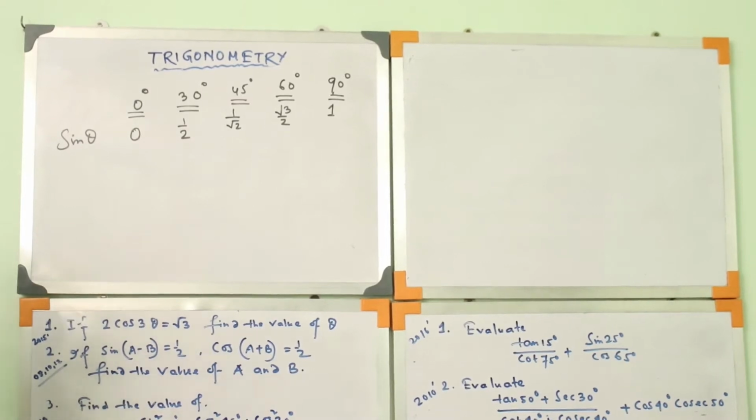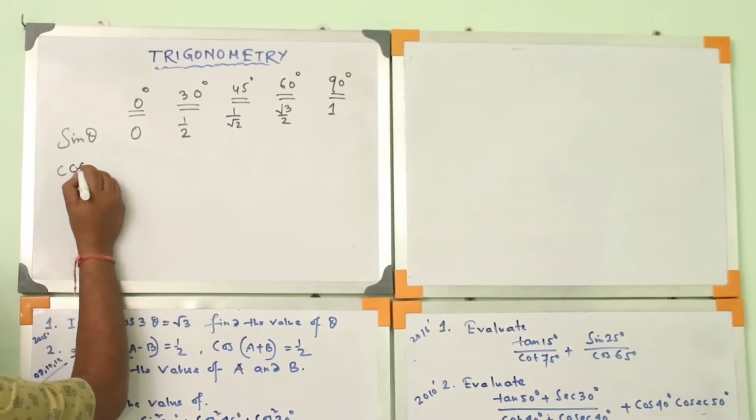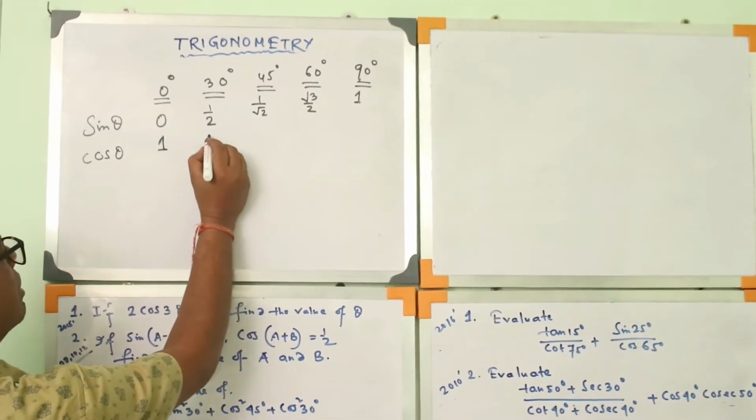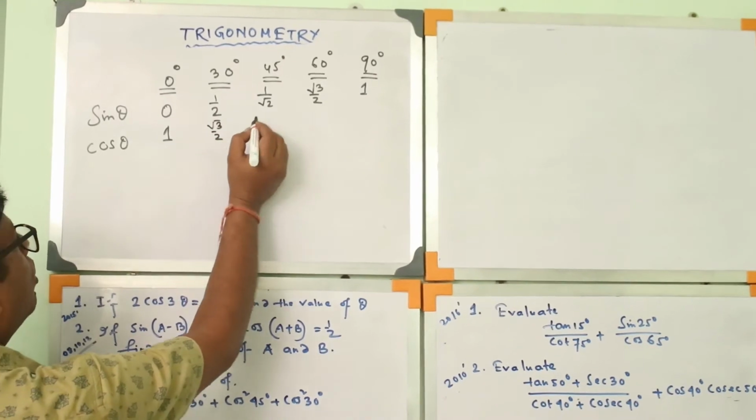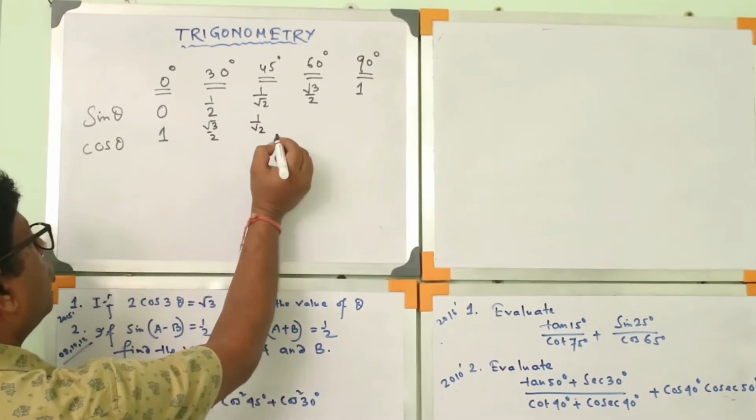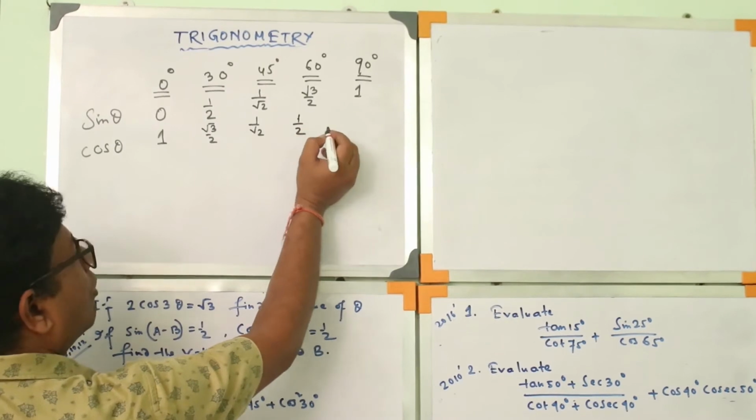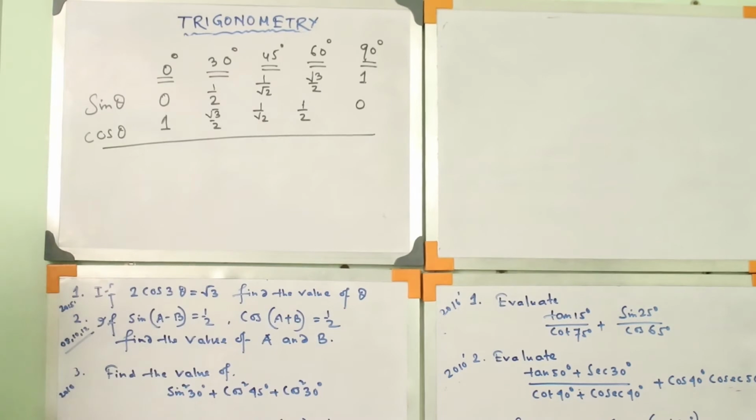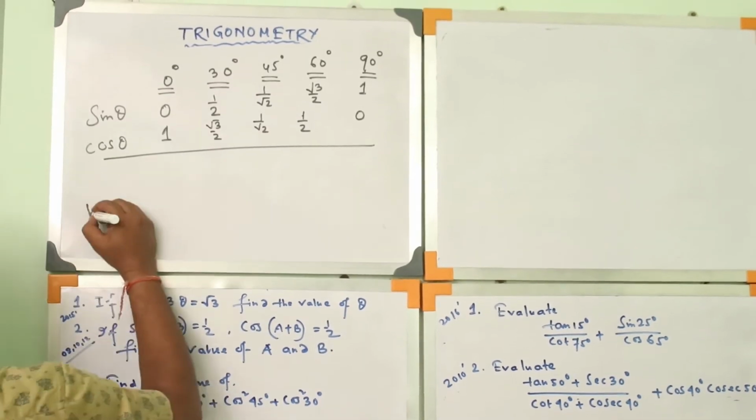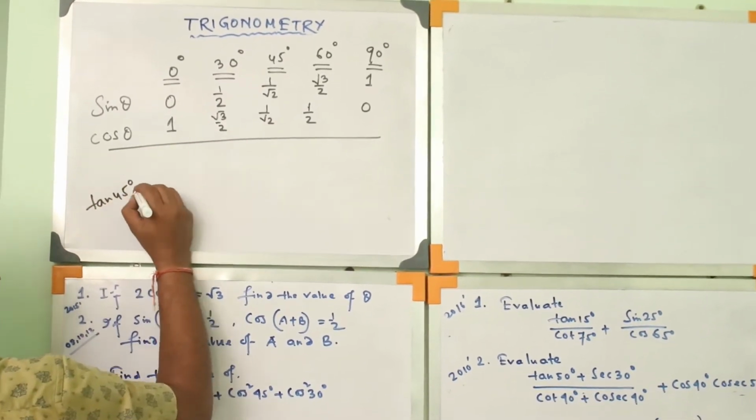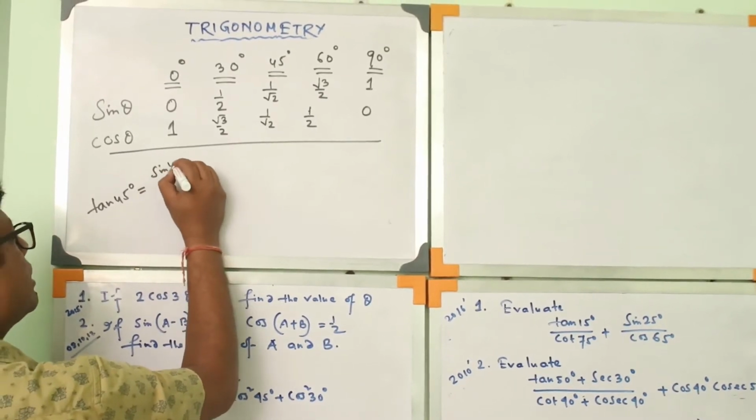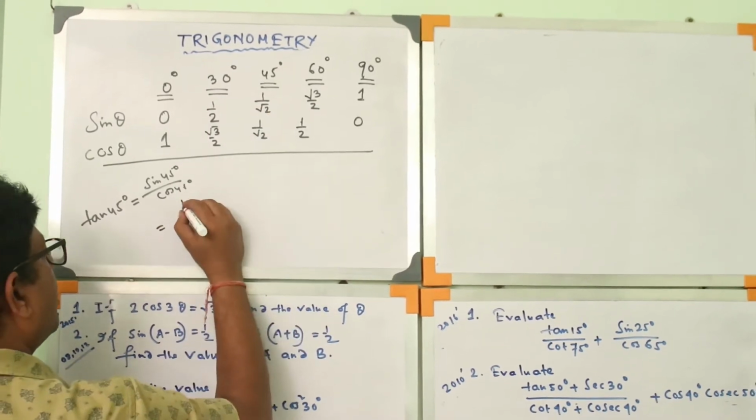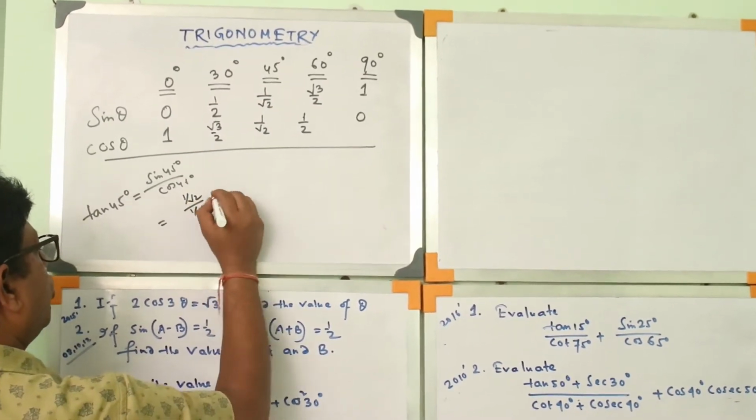How is it possible? Just remember, for cos theta, just the opposite: cos 0 will be 1, cos 30 will be root 3 by 2, cos 45 same, 1 by root 2, cos 60 will be half, and cos 90, the value will be 0. So what will be the value of, suppose, tan 45? From this table you can easily calculate. That means sin 45 by cos 45, that means 1 by root 2 over 1 by root 2, that means 1.